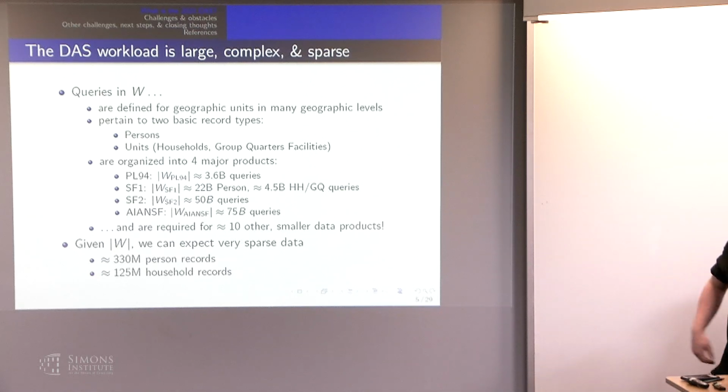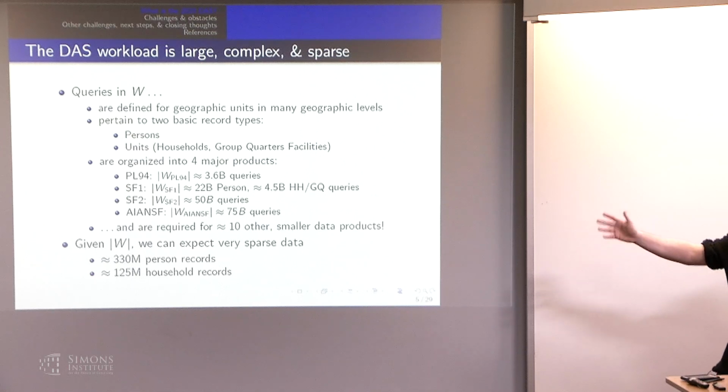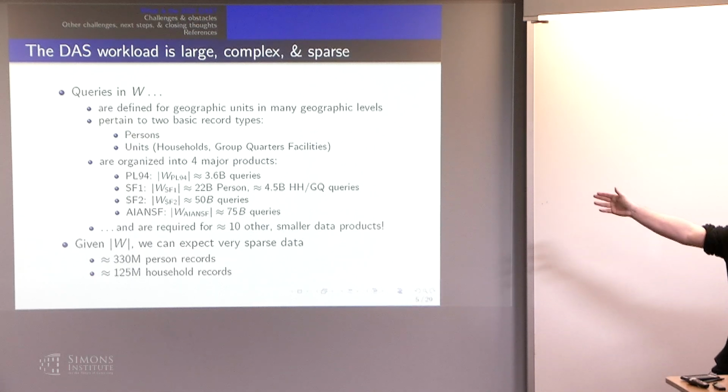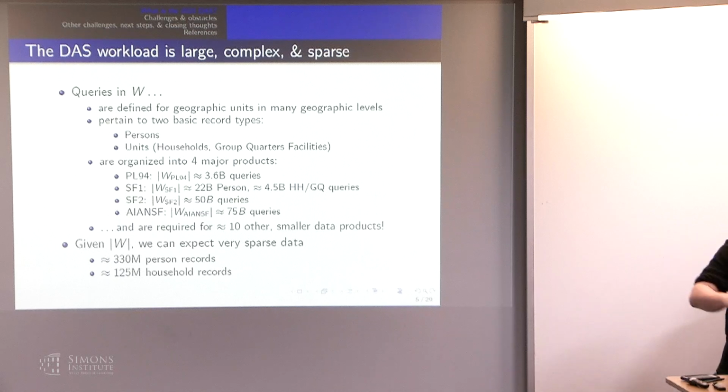So I think this is probably obvious to everybody, but we have about 300 million person records, about 100 million household records. Given the sheer number of tabulations that you can see further up on the slide, it can be expected that most of those tabulations are going to have an answer of 0. There's really no way around that, short of making them all exactly the same tabulation, which I can assure you folks did not do.